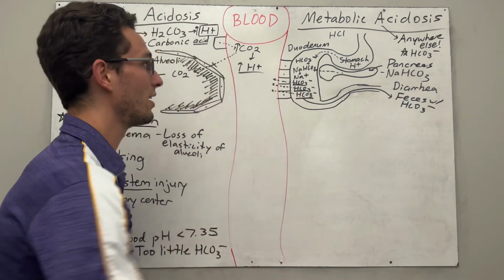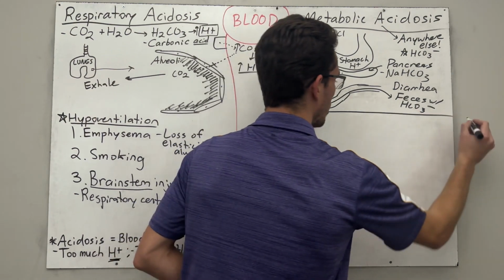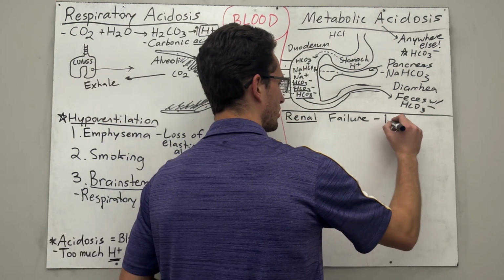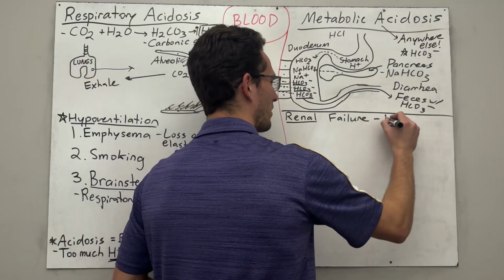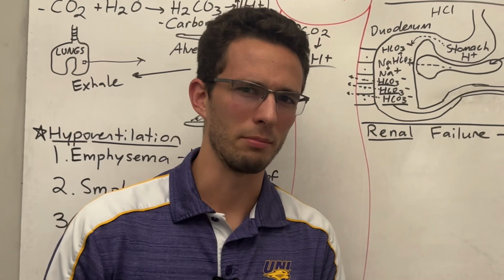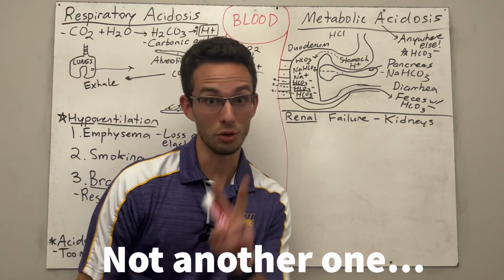So that's one way. The second way is through renal failure. Now, anytime you see renal, you know that it means kidneys. How many kidneys do you have? None, because they're adult knees now. Just kidding, you have 2.